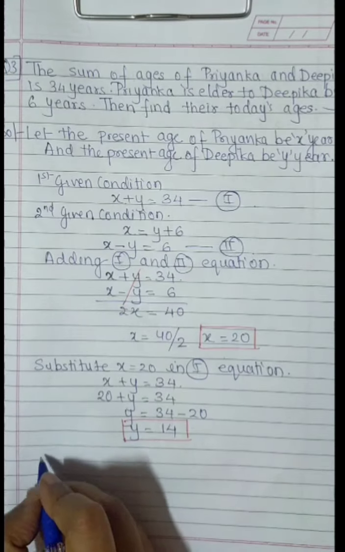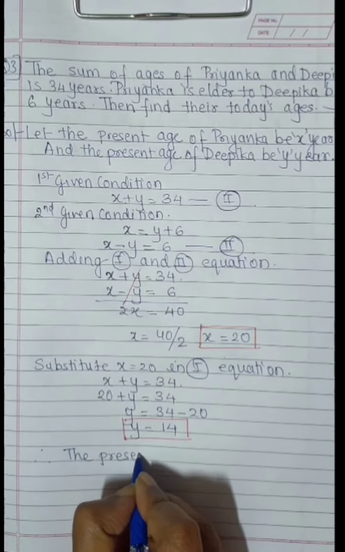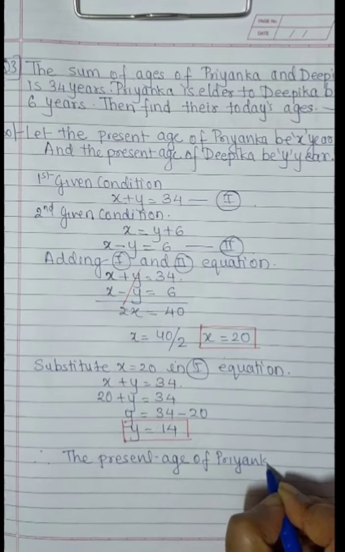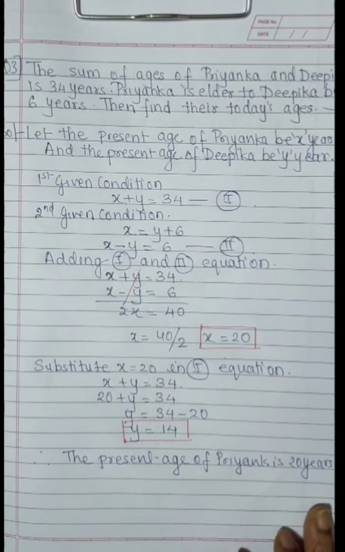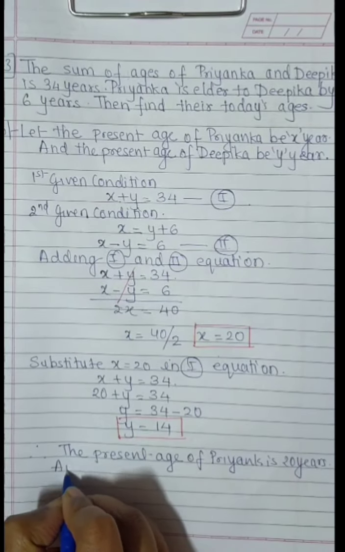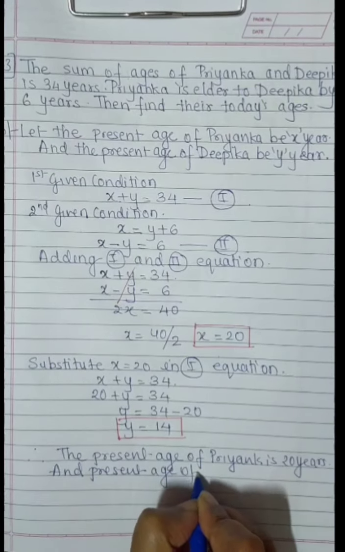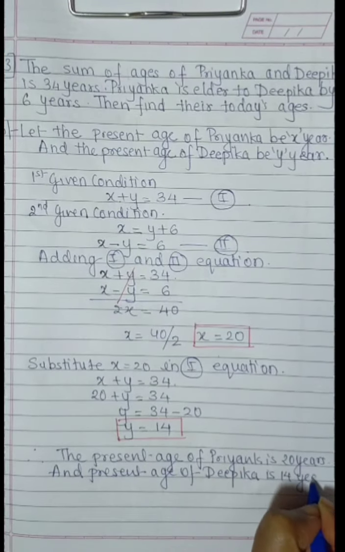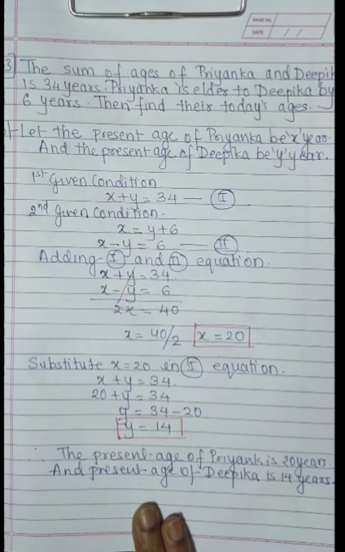So now we are going to write: therefore the present age of Priyanka is 20 years, and the present age of Deepika is 14 years. Okay, I hope you understood question number 3. Now we are going to solve question number 4.